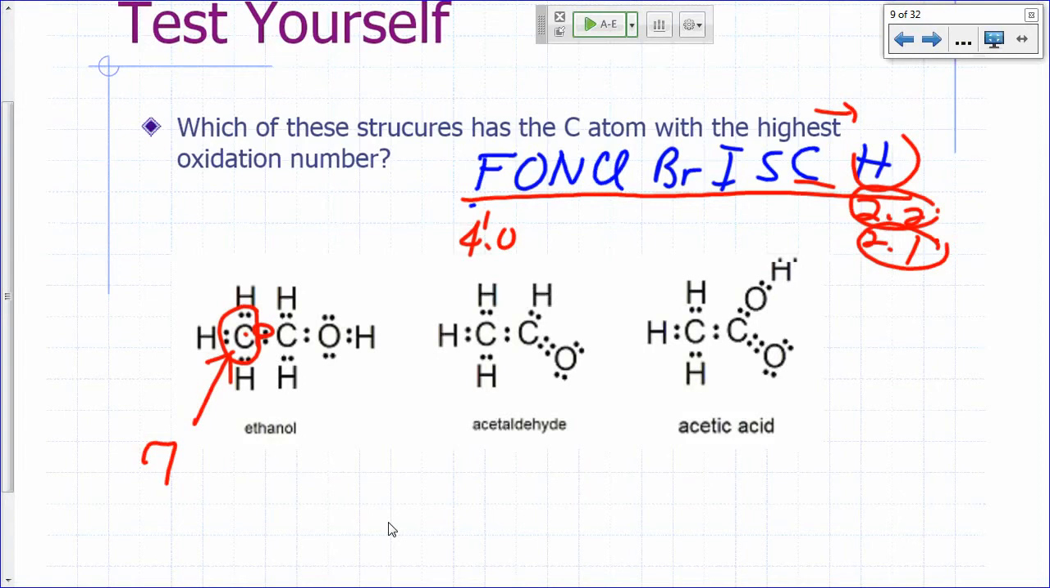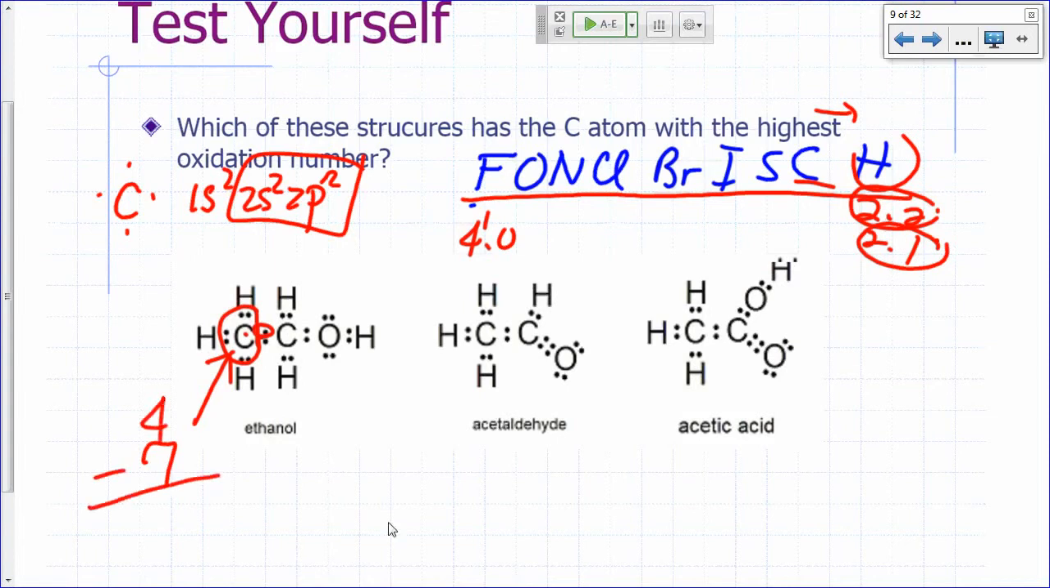Now a normal neutral carbon atom by itself would have how many valence electrons? 4 valence electrons. It belongs to group 4A, right? 1s2, 2s2, 2p2. In the valence shell, there are 4 valence electrons. So 4 minus 7. So this carbon appears to have gained 3 electrons. So we say the oxidation number of this carbon is -3. Okay?